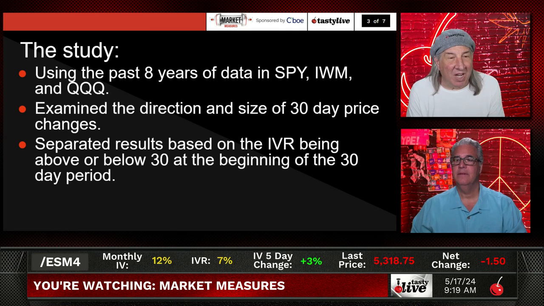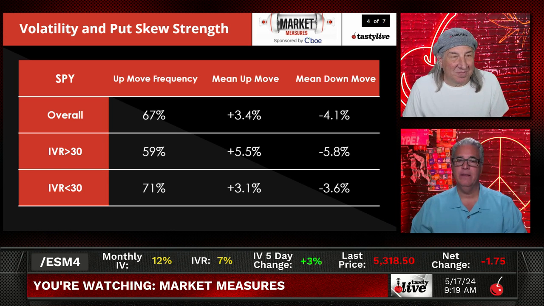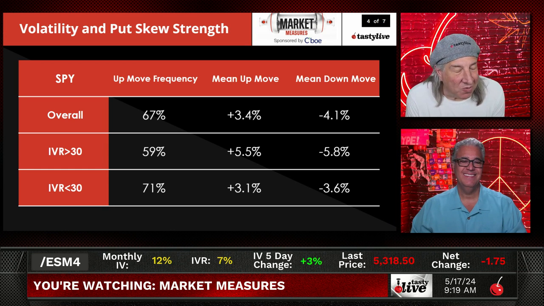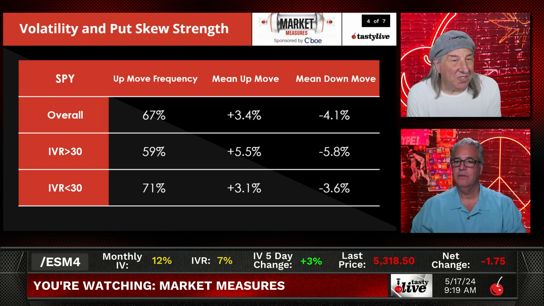All right, here we go. Let's bring it. Drum roll, please. So the first one is the SPY. And like I said, the other ones are going to look very similar to this. Overall, the up move frequency over the last 8 years is 67%. The mean up move is 3.4 and the mean down move is 4.1.